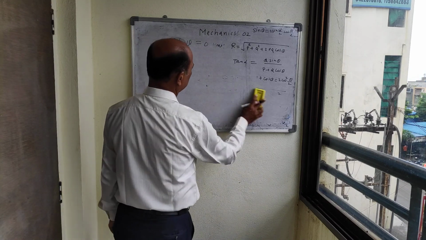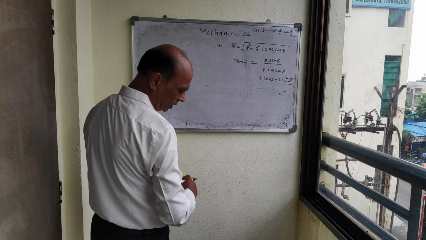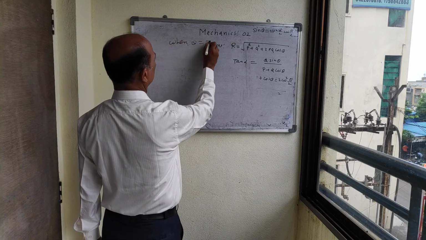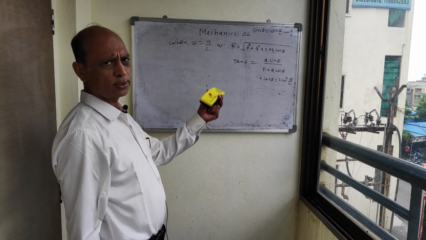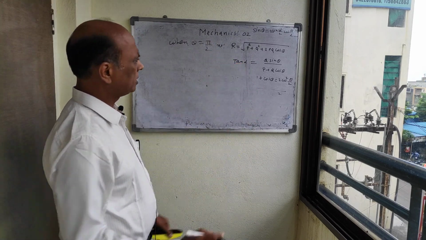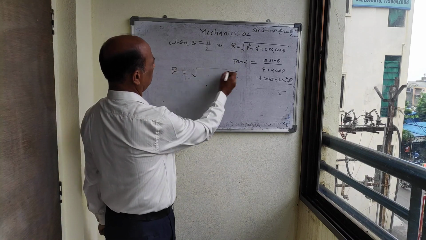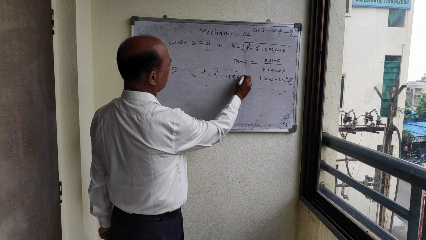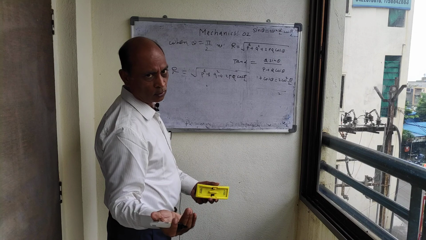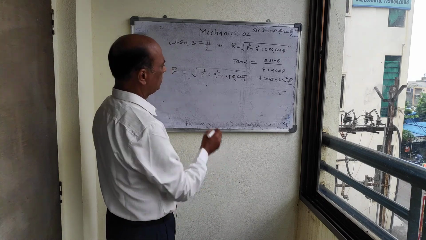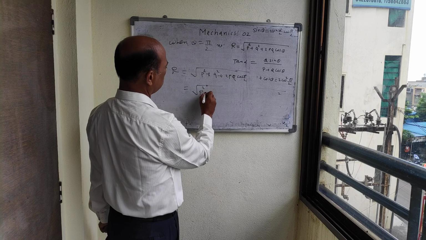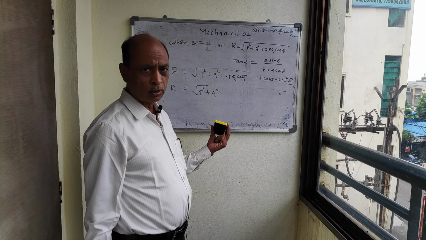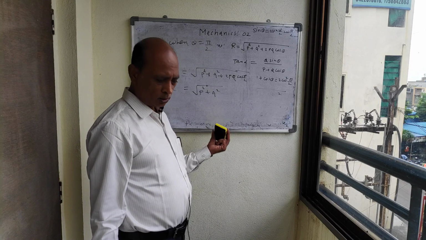Now come to the third case, that is when theta is equal to pi by 2. So when theta is equal to pi by 2, what will happen? R is equal to under root of p square plus q square plus 2pq into cos of pi by 2. All of you know that the value of cos pi by 2 is 0. So in this case the resultant will be r is equal to under root of p square plus q square.